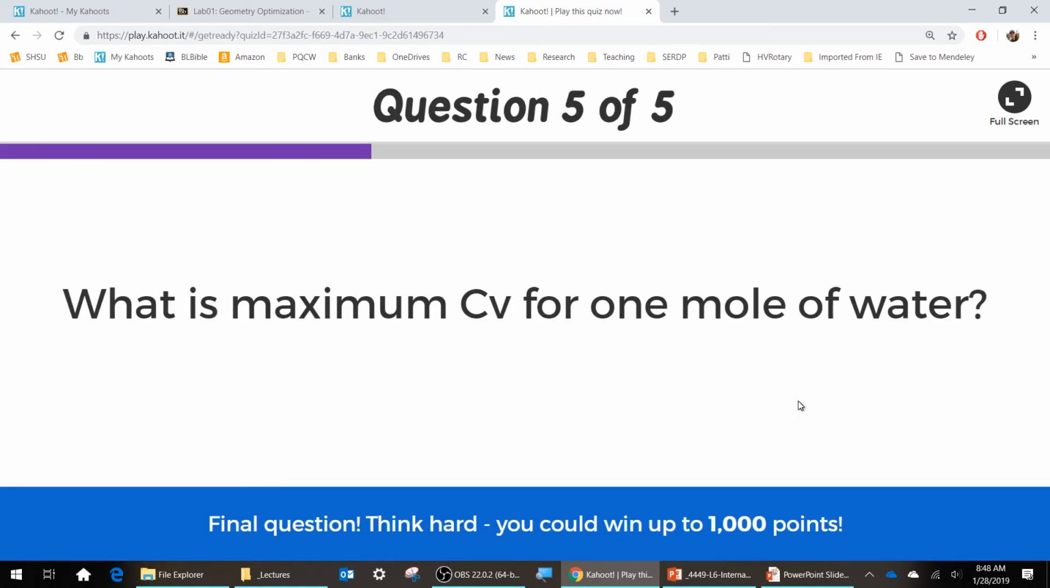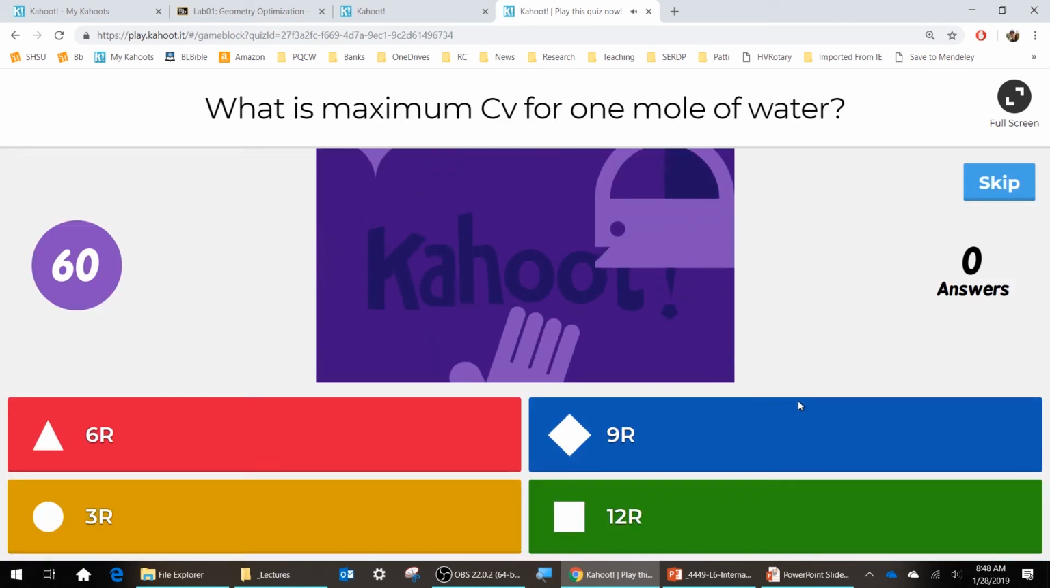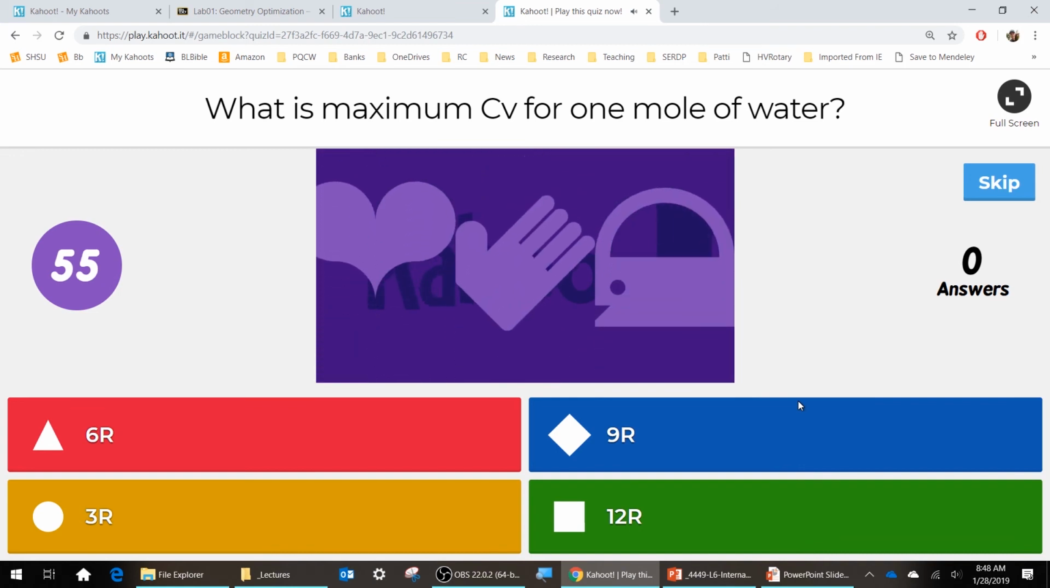Oh, someone was on a hot streak. What is the maximum CV for 1 mole? Maximum CV for 1 mole of water. So when I say maximum, what are you going to do about that?